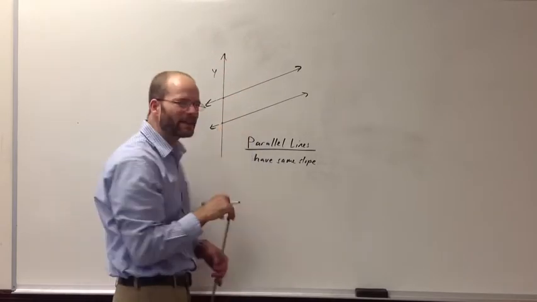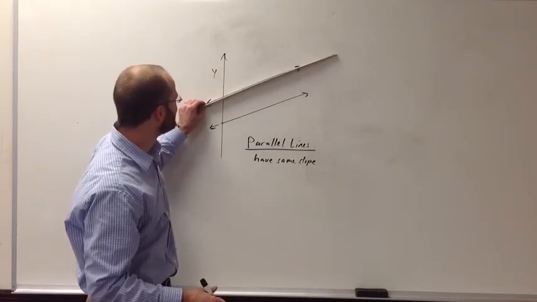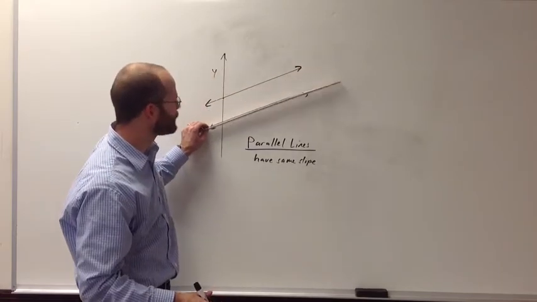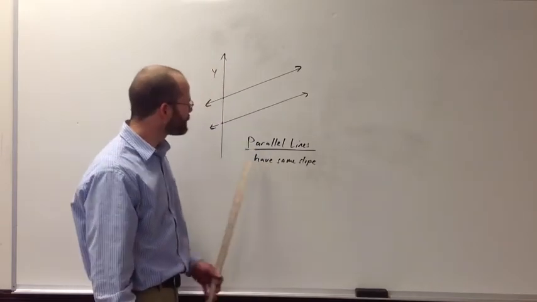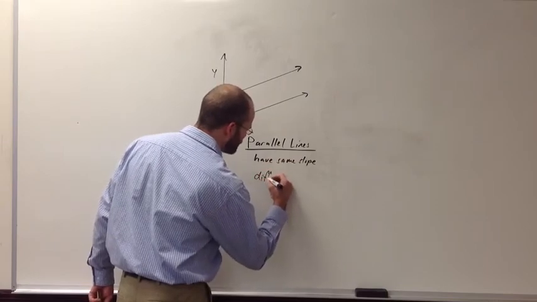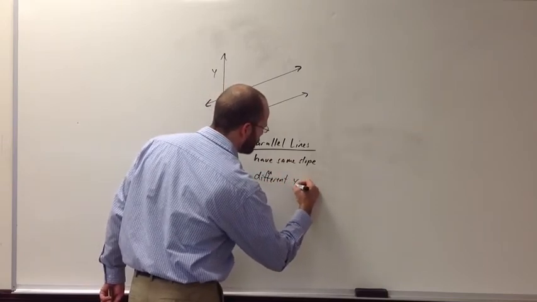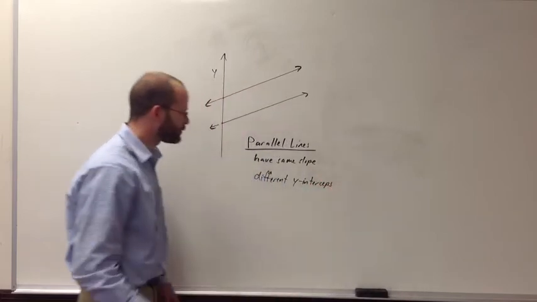Of course, if their y-intercepts are the same, that is, if we were to bring this line down to here, well, we find, in fact, we're talking about the same line. They have the same slope and the same y-intercept. So parallel lines have the same slope and different y-intercepts. Same slope, different y-intercepts.